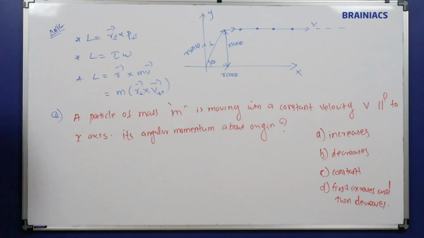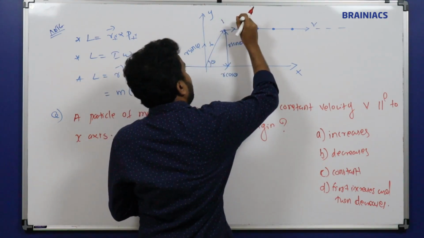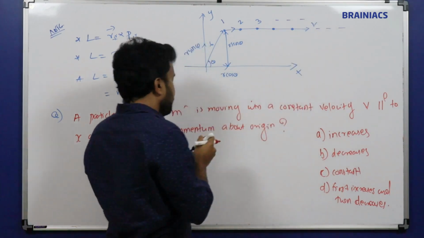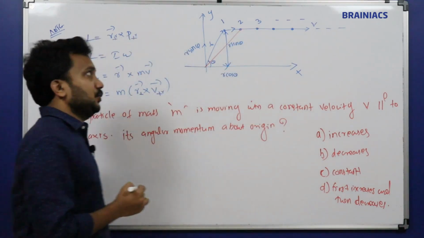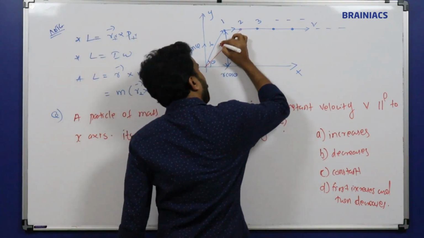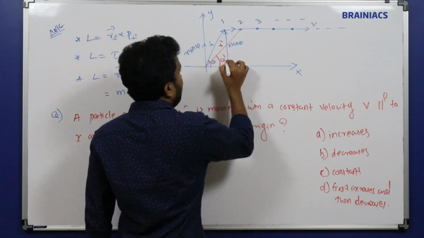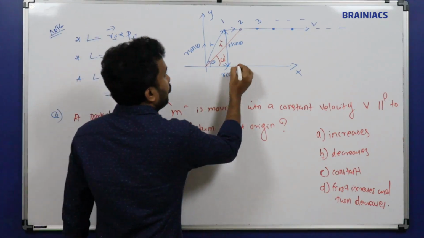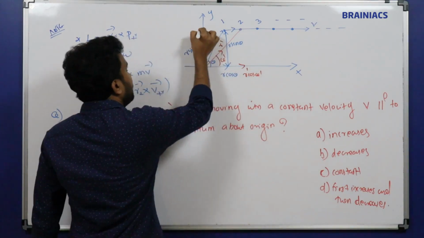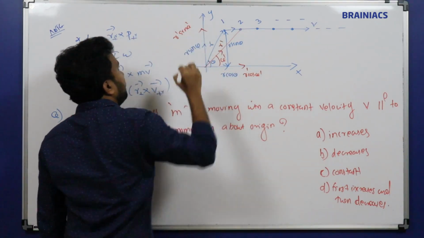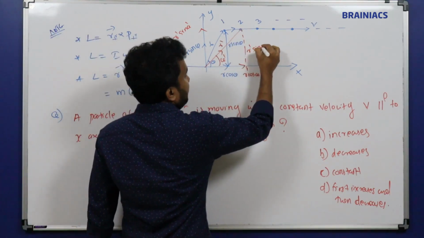But when the particle shifts its position, earlier it was at point 1, now it has moved to 2 and 3 and so on. Suppose now it is at point 2. Then it's not r, it's some other value, r dash, and the angle is not theta, it's theta dash. Here also we have two components: r dash cos theta dash and r dash sin theta dash. This is the r dash sin theta dash component.